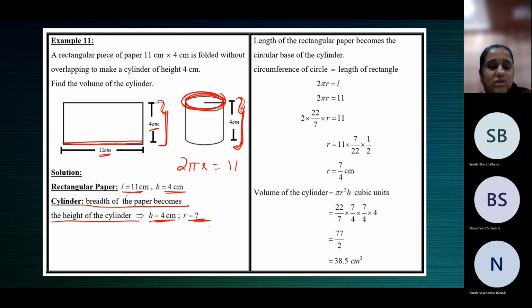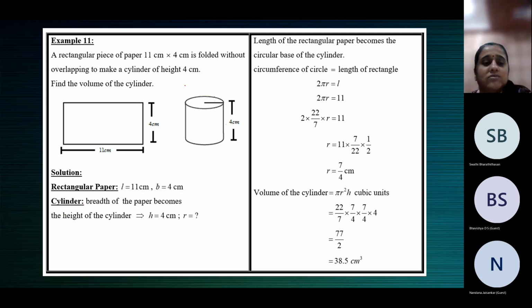For the rectangle, you know the length and breadth. For the cylinder, you need to know the radius and height. You know the height, but you don't know the radius. So how to find the radius? The breadth becomes the height of the cylinder. The length of the paper becomes the circular base of the cylinder. That's what is written here.